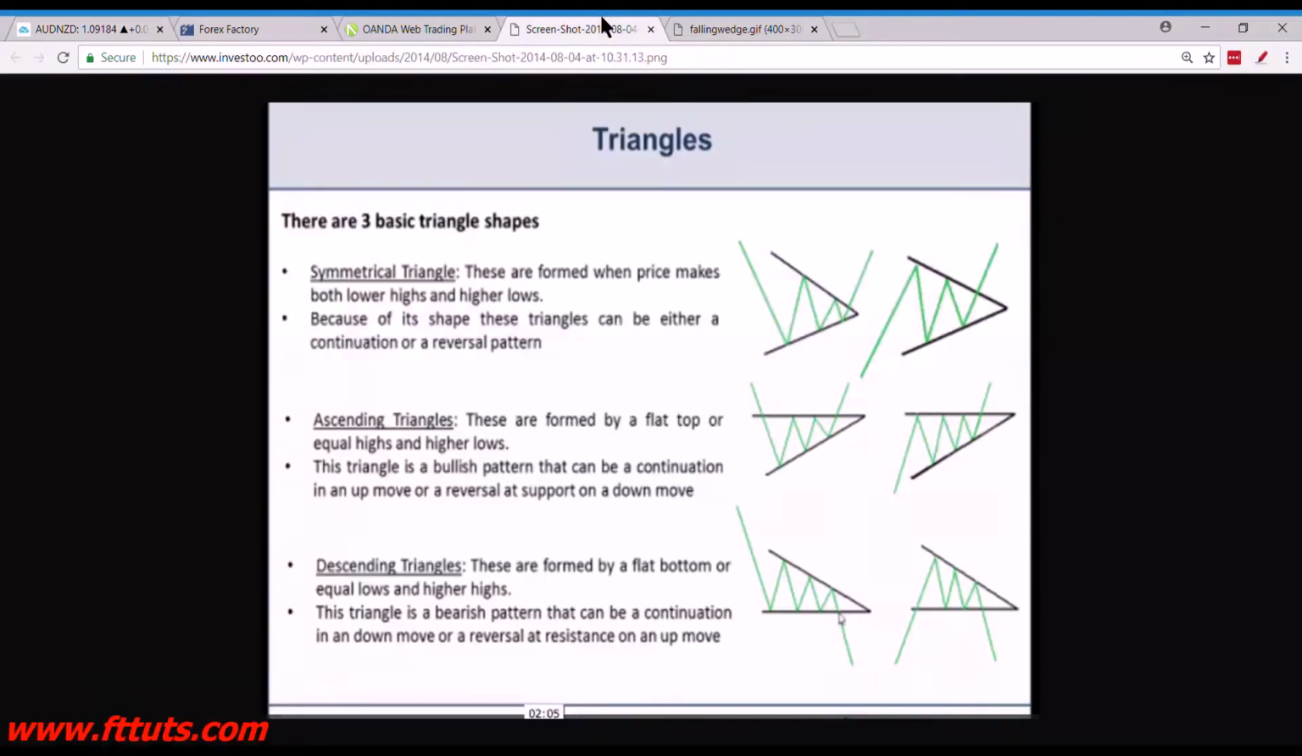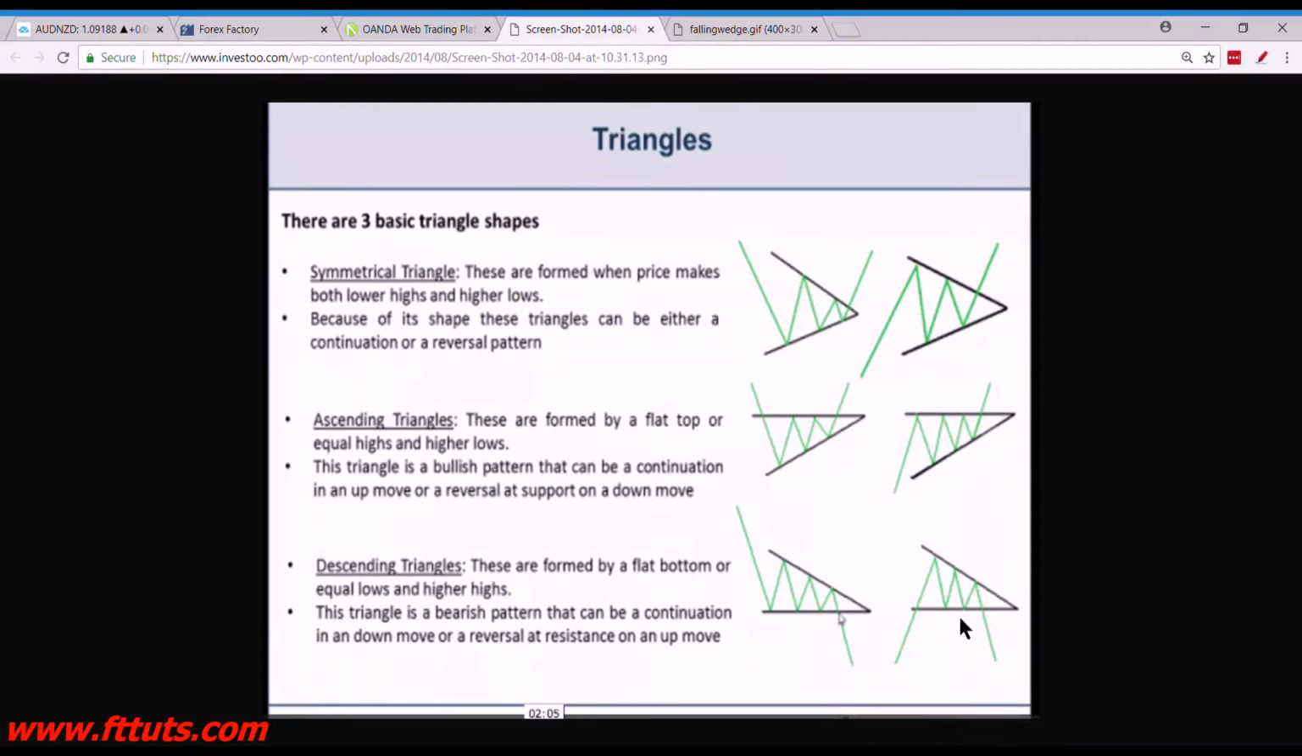There's three types of triangles. Symmetrical triangles, which basically make a symmetric triangle. Ascending triangles, which have a flat top, and descending triangles, which have a flat bottom. You need to know that usually, well, it was mainly before, ascending triangles tend to break to the upside. Why? Because the buyers are pushing the price higher and the sellers are keeping at the same rate. So it will usually break to the upside. Same with the descending triangle, it will usually break to the downside.